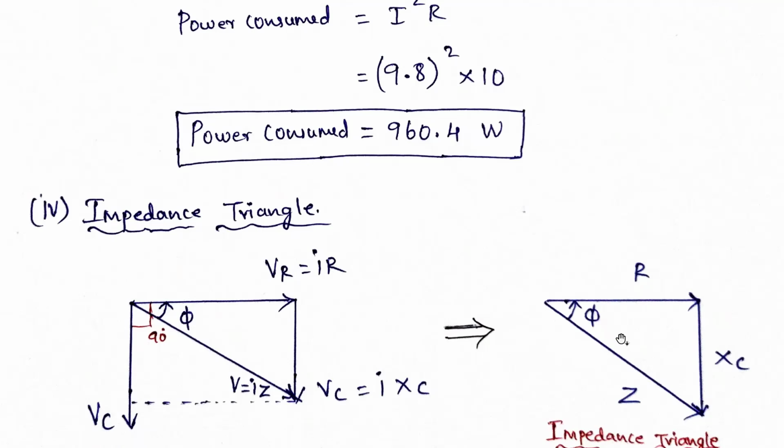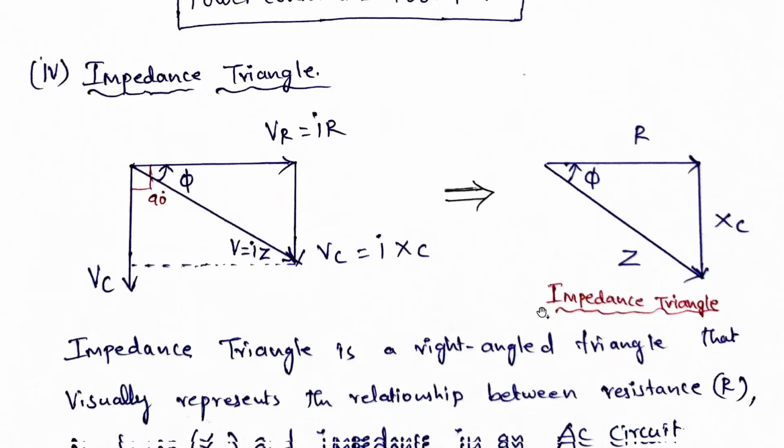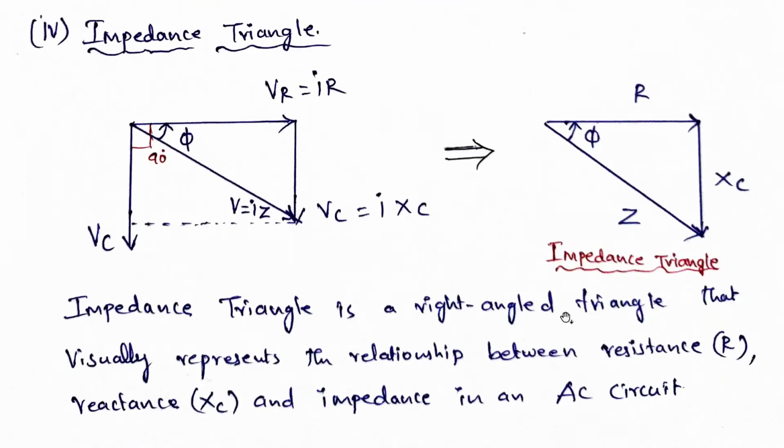So Z is equal to root of R squared plus XC squared, or otherwise Z squared is equal to R squared plus XC squared. This is the hypotenuse side, this is the opposite side, and this is the adjacent side. So what is the impedance triangle? Impedance triangle is nothing but a right angle triangle which visually represents the relationship between the resistance, the reactance, here the capacitive reactance, and the impedance in an AC circuit. That is all about the impedance triangle.